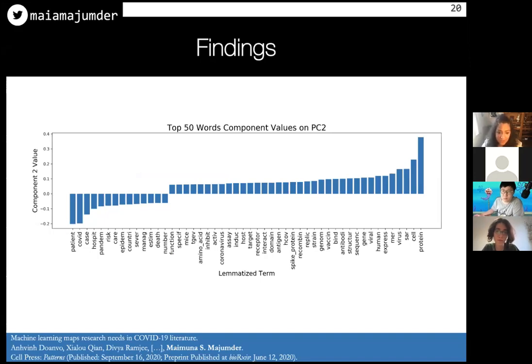Notably in PCA, words with component values of the greatest magnitude on each PC most strongly drive the pattern that each individual PC recognizes. Here, this means that PC2 detects a pattern such that when protein appears in the text, patient appears less often.